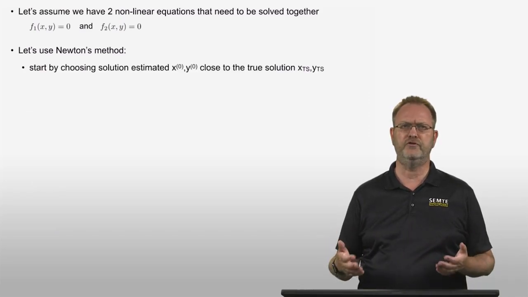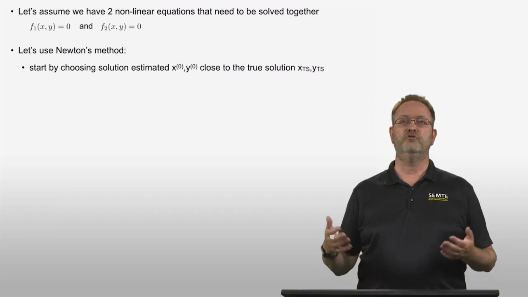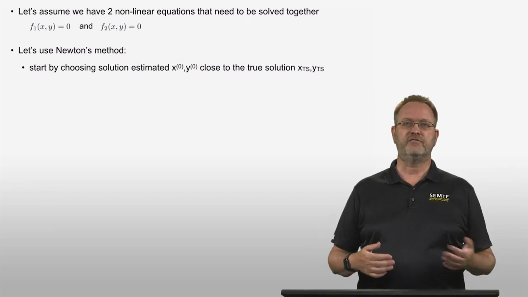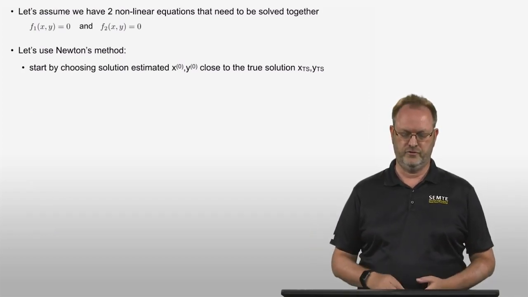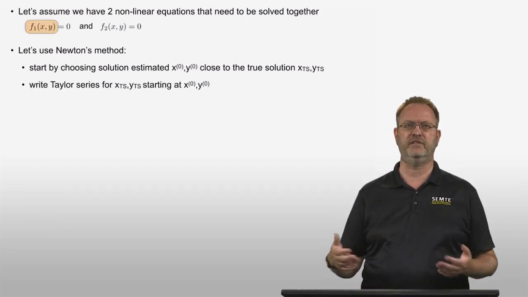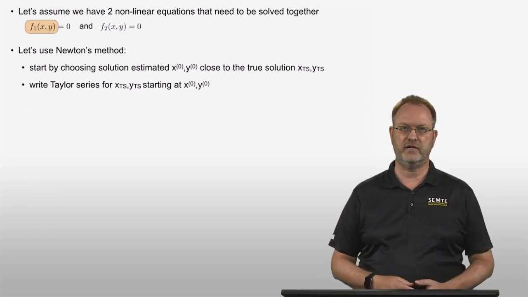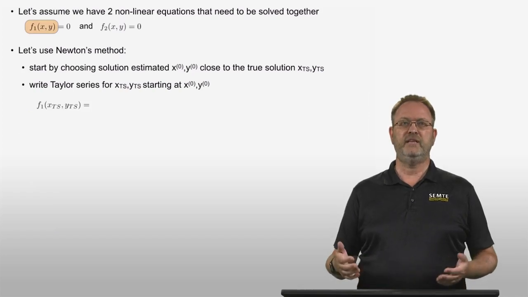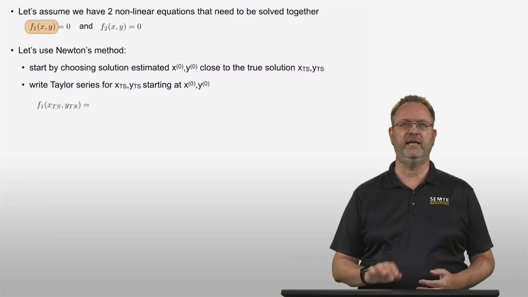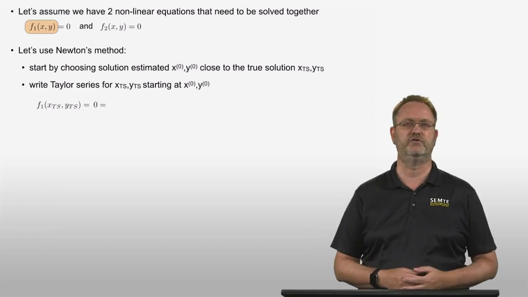So we start by choosing a solution estimate x0, y0, close to the true solution. And the true solution is made up of two components, x true solution and y true solution value. So then we write the Taylor series for x true solution and y true solution, starting at our initial guess x0 and y0. So that means that f1 of the true solution values x and y would be equal to, well, it's equal to 0 if x and y are our true solution.